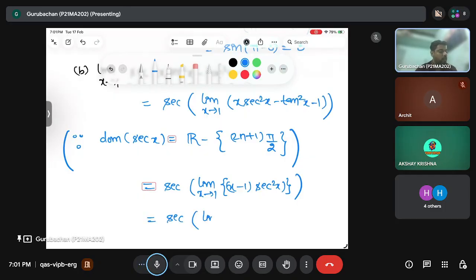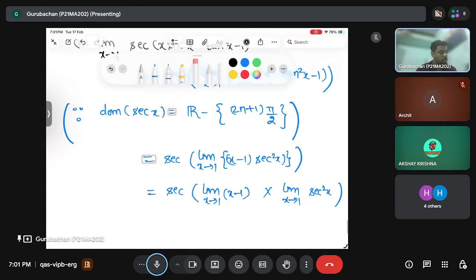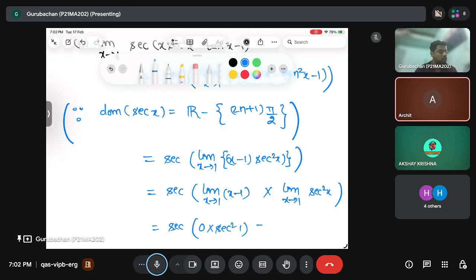So this will be limit x tends to 1 of (x minus 1) into limit x tends to 1 of secant square x. So this will give you the value. Both are continuous functions at x equal to 1. Yes, sir. So you can directly put x equal to 1 in those functions. So this will be 0 and this will be sec square 1. So the answer will be 0 times sec square 1, that is 0.